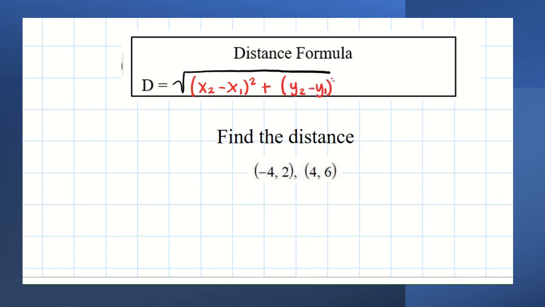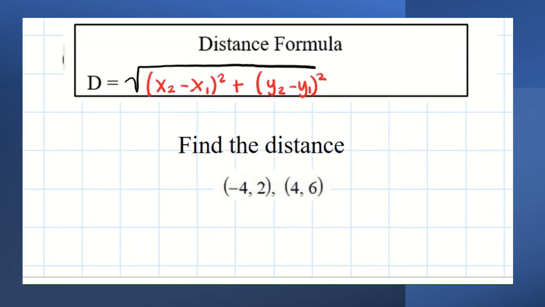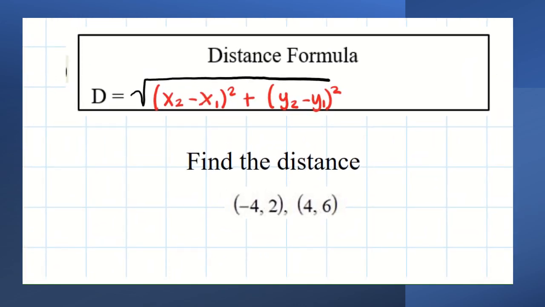What I'm going to do is take the difference between the two x coordinates and square it, and then add that result to the difference of the two y coordinates, which I also square as well. And we can use this distance formula to help us find the distance between the 2 points that we have here.